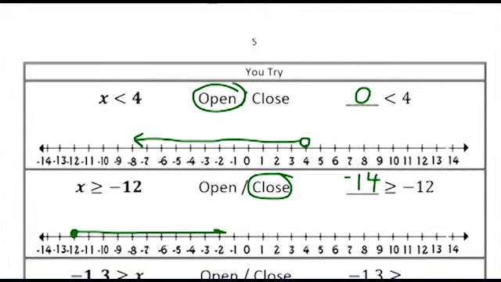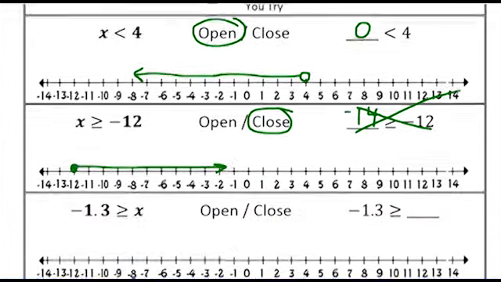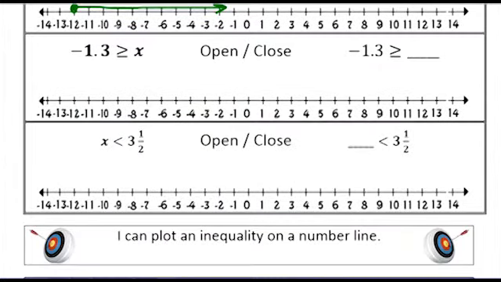Negative 1.3 is greater than or equal to x. I see that's going to be closed because I see the equal sign. So it's between negative 1 and negative 2, closer to negative 1. Pick a point. Let's try 10. Is negative 1.3 greater than or equal to 10? No. So I point away from the 10.